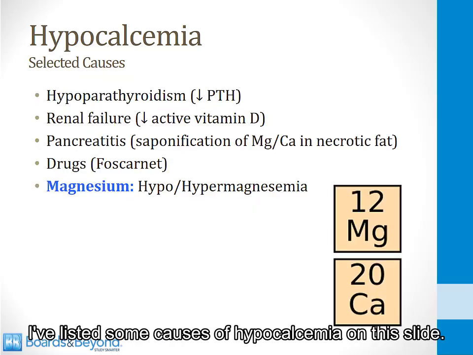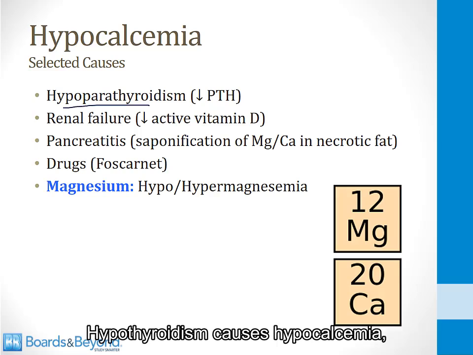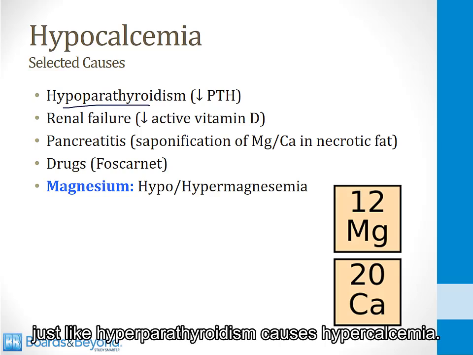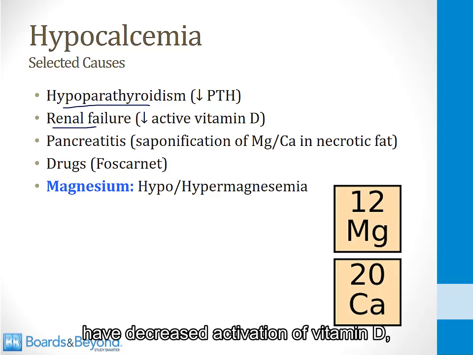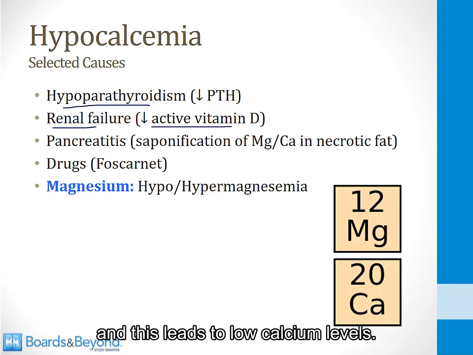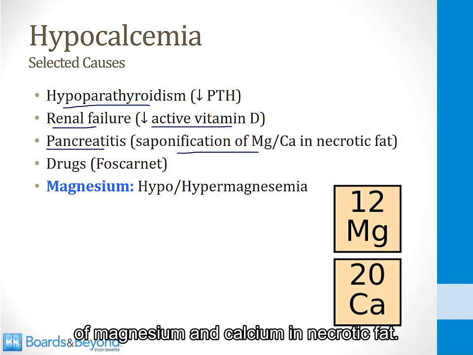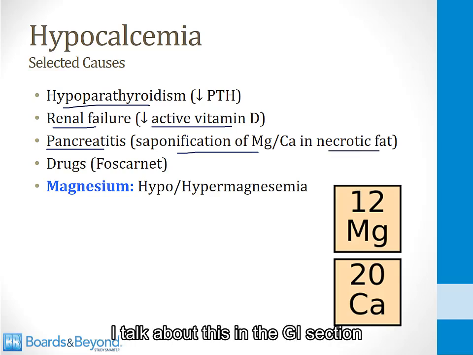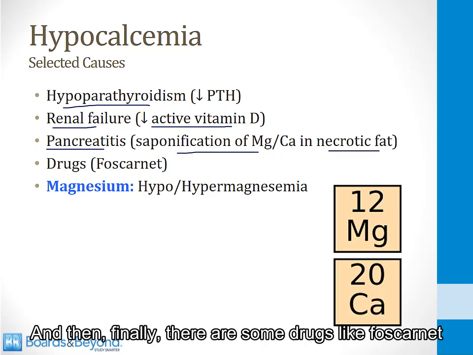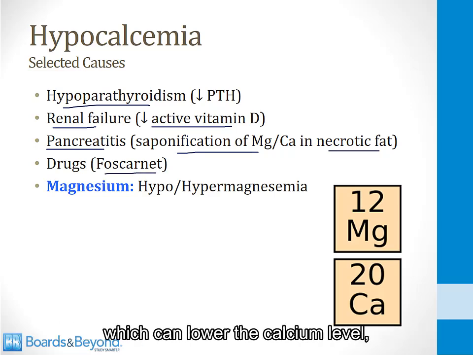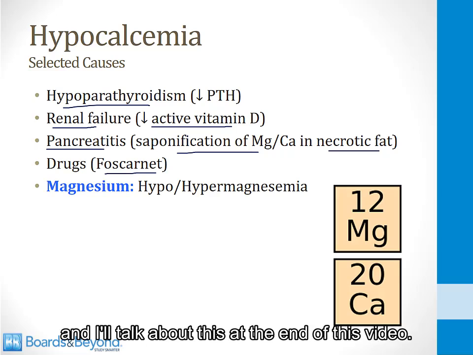I've listed some causes of hypocalcemia on this slide. Hypoparathyroidism causes hypocalcemia, just like hyperparathyroidism causes hypercalcemia. Patients with renal failure have decreased activation of vitamin D, and this leads to low calcium levels. In patients with pancreatitis, there can be saponification of magnesium and calcium in necrotic fat. I talk about this in the GI section in the video on pancreatitis. And then finally, there are some drugs like foscarnet, which can lower the calcium level, and I'll talk about this at the end of this video.